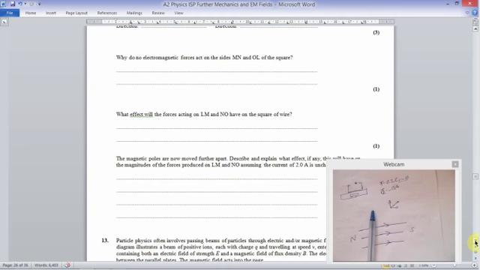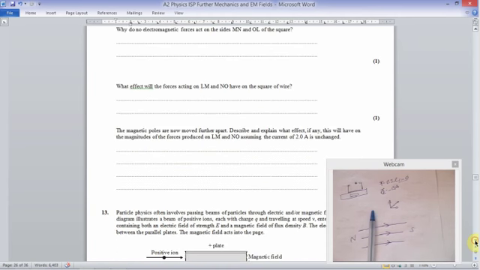The magnetic poles are now moved further apart. Describe and explain what effect it will have on the magnitude of the forces produced on L, M, N and O, assuming the current of 2 amps is unchanged. It reduces the size of the forces because the flux density is now reduced. Things are more spread out essentially. The magnetic field is more spread out, so the magnetic field strength is reduced. Or B has been reduced, or B field has been reduced. You can say it in those ways if you wanted to.